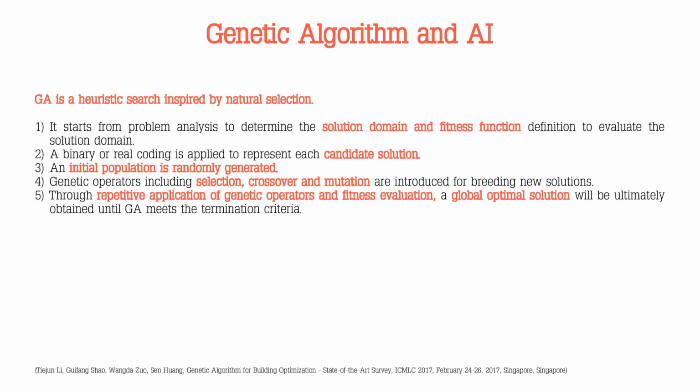Those 5 points in front of you are exactly some characteristics of the genetic algorithm. We'll read them together. Number 1, it starts from a problem analysis to determine the solution domain and a fitness function definition to evaluate the solution domain. This is clear, we already discussed it. It is a problem analysis, and then finally we understand what the solution is, or at least the solution domain, the area of solution. In this sentence, it is also mentioned the idea of fitness, which I already discussed in the past class.